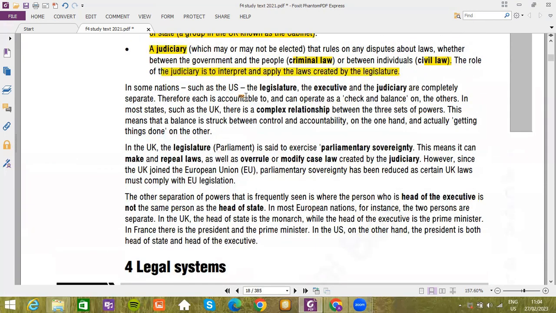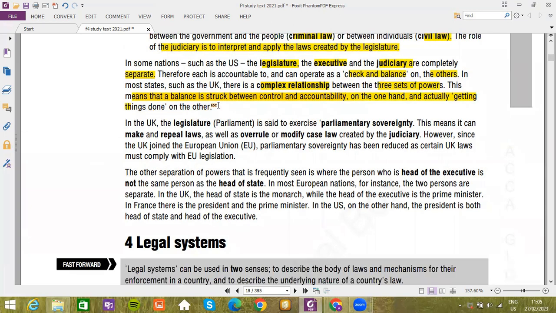In some nations, such as the US, the legislature, the executive, and the judiciary are completely separate. Therefore, each is accountable to, and can operate as a check and balance on, the others. In most states, such as the UK, there is a complex relationship between the three sets of powers. This means that a balance is struck between control and accountability on the one hand, and actually getting things done on the other.